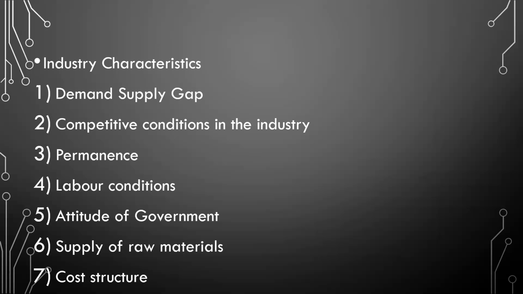We have to also take into consideration the cost structure as part of the industry analysis. See, there are two types of cost. There is fixed cost as well as variable cost. The variable cost varies according to your production level, but the fixed cost remains the same throughout. Whether you earn profit or not, you will have to pay off the fixed cost.